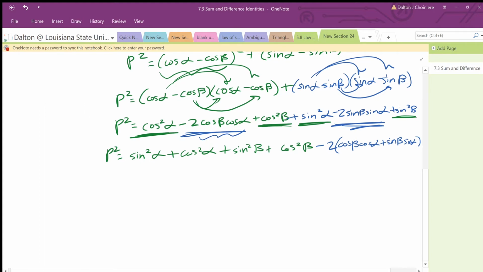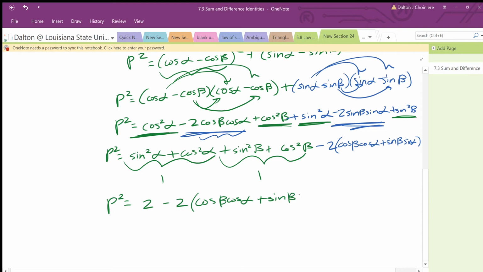In my next step, I have p squared equals, I know sine squared alpha plus cosine squared alpha is 1, and I know sine squared beta plus cosine squared beta is 1. And actually, to save us from having to write all of that again, if we just use that we know those simplify to be 1, then I have p squared equals 1 plus 1 is 2 minus 2, and then all that yucky stuff, cosine beta, cosine alpha, plus sine beta, sine alpha. And that's as far as we're going to go for this one.